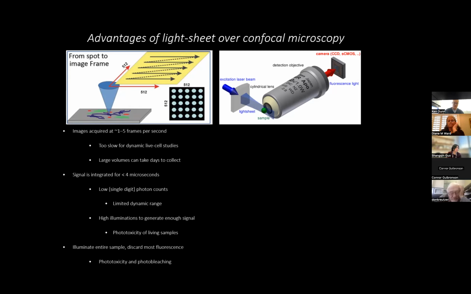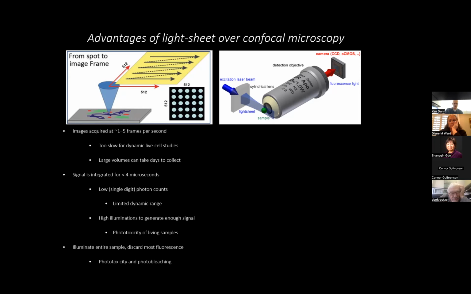The signal to noise is very low. And the other thing is that in order to get any kind of signal out in 4 microseconds, you've got to put boatloads of light in. So you focus a laser beam into it. That induces things like photosaturation, and it's also phototoxic to living samples, and you bleach your sample.